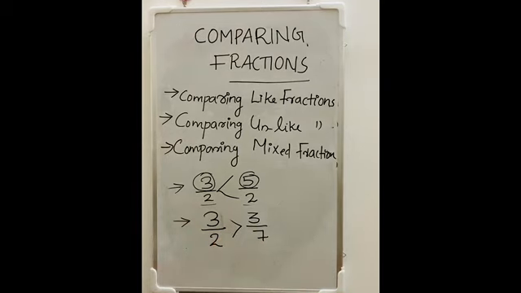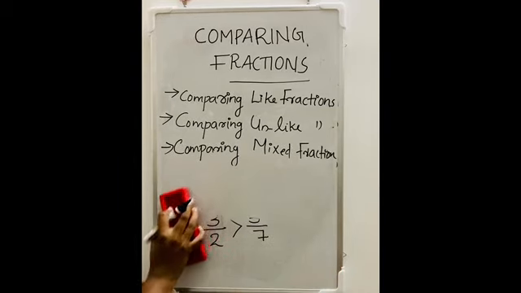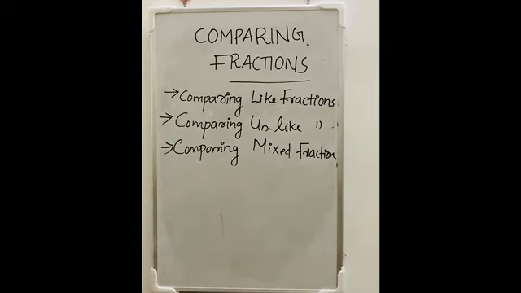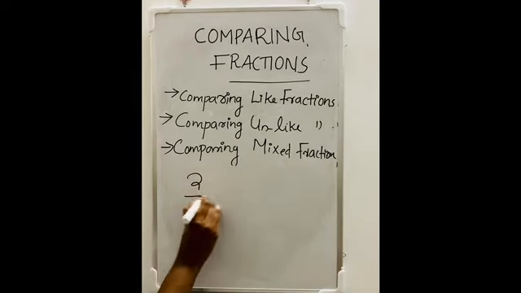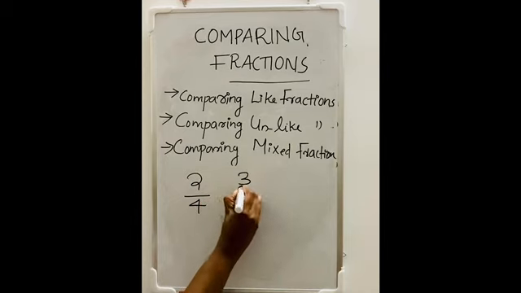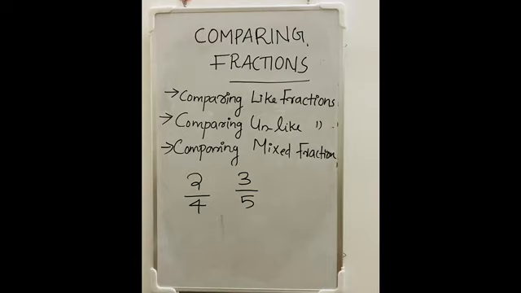Got it? Next case, how to compare unlike fractions. For example, we can consider 2 by 4 and 3 by 5. These are unlike fractions. So how to compare them? For this we have to make the denominators the same, that means we have to convert them into like fractions.